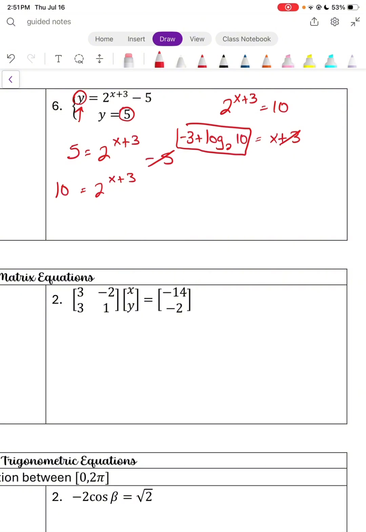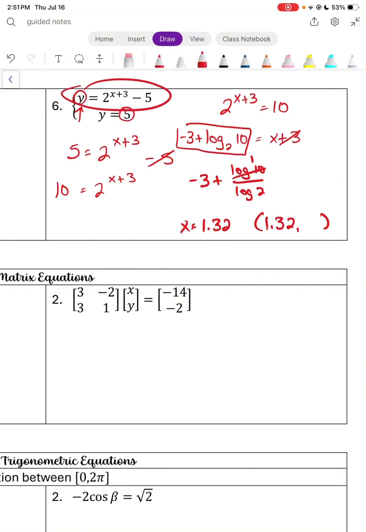And just a reminder, to plug that into your calculator, you can type that in as -3 plus, change of base will be log 10 divided by log 2. And you actually know log 10 is 1, so it doesn't matter how you type it in, but we now know that x has a value of about 1.32. So that's your x value, 1.32. To find the y value, we're going to plug that into either one. Now notice that second one is actually going to be a little bit easier to plug it in because there's no x there. It just says y is 5. So we know that my y value is going to be 5, and that's going to be your final answer.